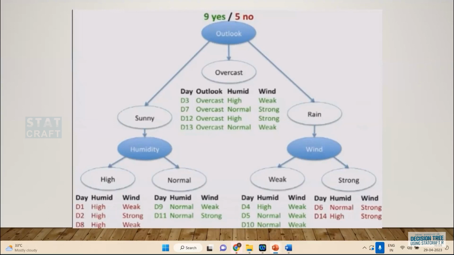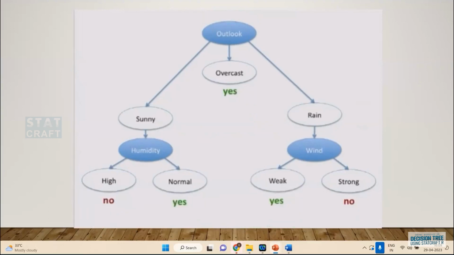Let's proceed further. We have seen the scenario that when there is overcast, yes; when humidity is normal, yes, John plays tennis; when humidity is high, no, he does not play. Similarly here also. So if new data is given to you, say the outlook is rain and humidity is high.